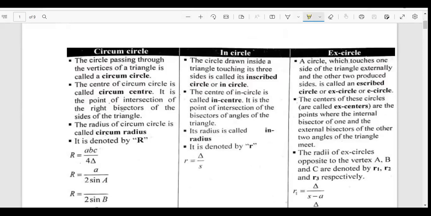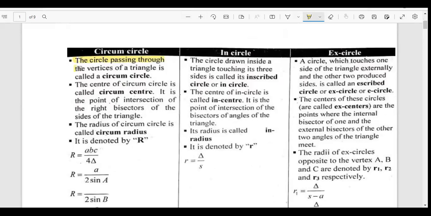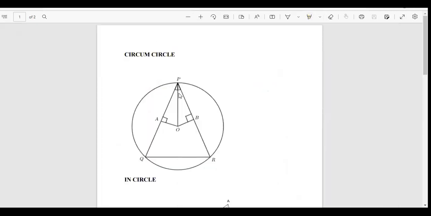अच्छा, let's talk about the very first circle, that is circumcircle. The circle passing through the vertices of a triangle is called a circumcircle. Okay, it is a circle that is passing through the vertices of the triangle. It is called a circumcircle. What does it mean? This is a circumcircle.